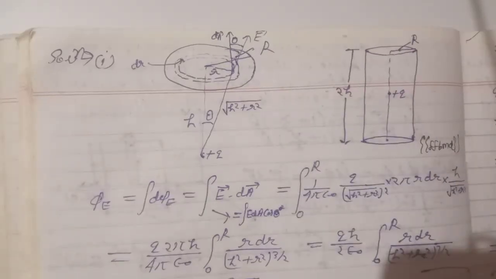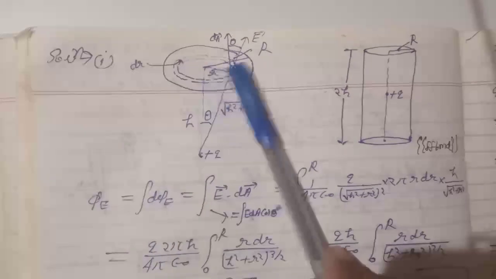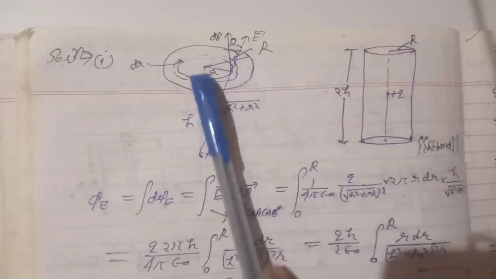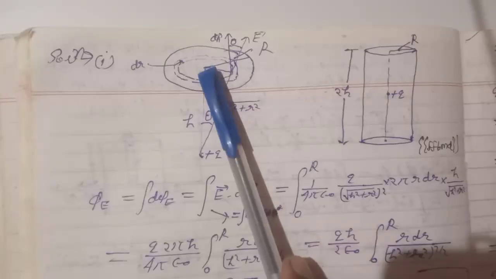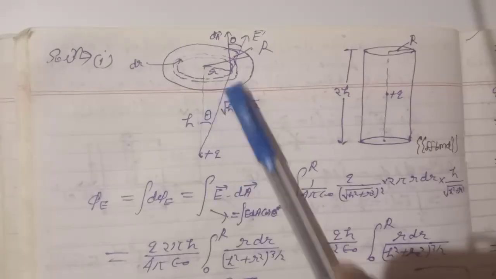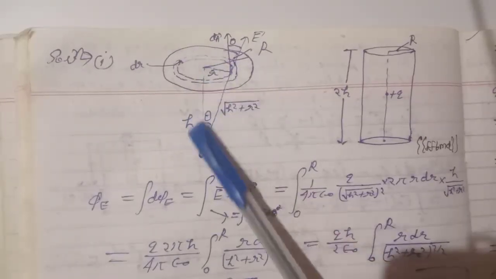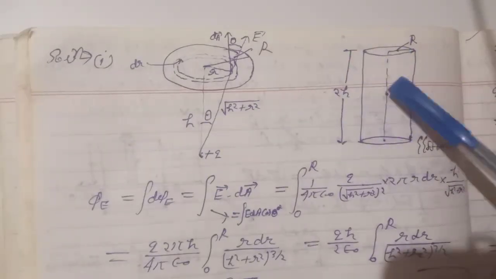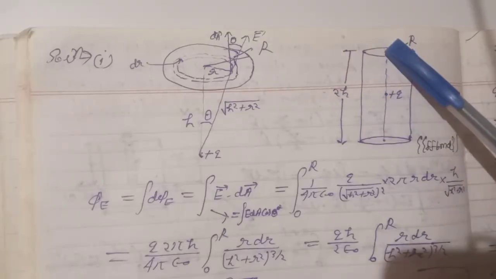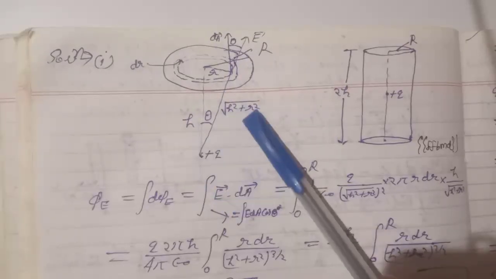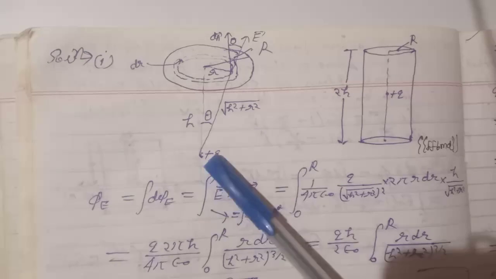that circle. So phi, here it is shown the radius of this cylinder is given r, circular part is r, and we have taken a circular strip at a distance r from the center. So if this is angle theta and this distance is r, and if the whole distance is 2h, then from the center of the cylinder this distance will be h. Here it is shown h. So this distance will be root under h square plus r square from the plus q charge.